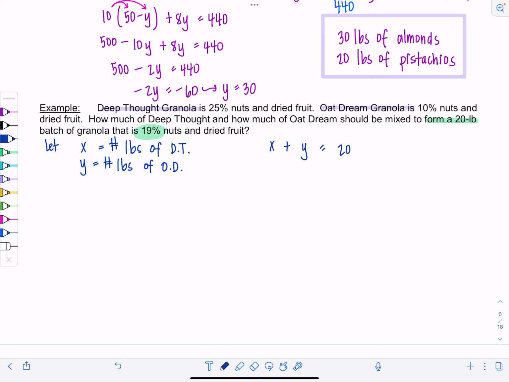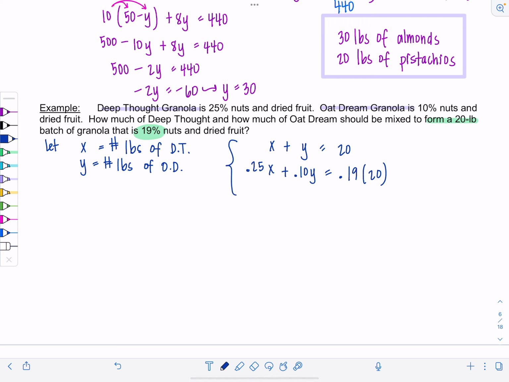And then each of these percentages, rewrite as a decimal when you make your value equation. So X, Deep Thought granola, is 25% nuts and dried fruit. So 0.25 of X is nuts and dried fruit. Oat Dream, 0.10 times Y is nuts and dried fruit. And we want the final mixture to be 19% of the 20. So multiply by that total value there, okay?